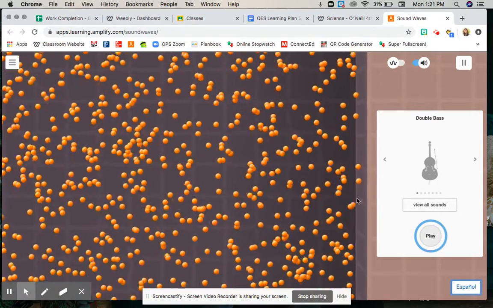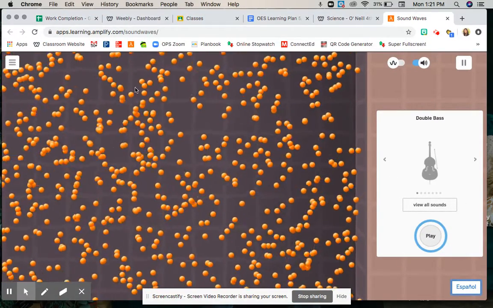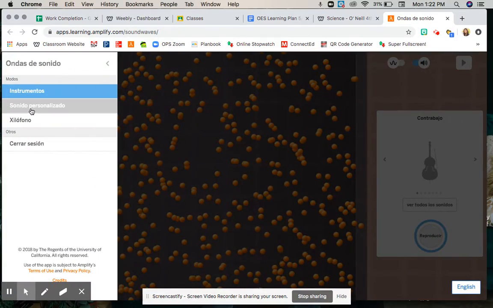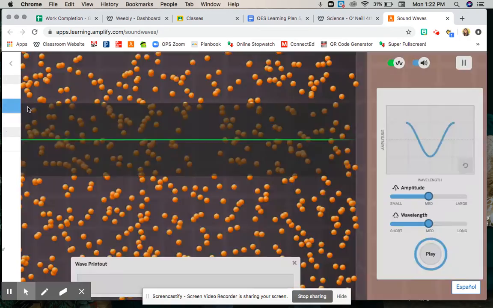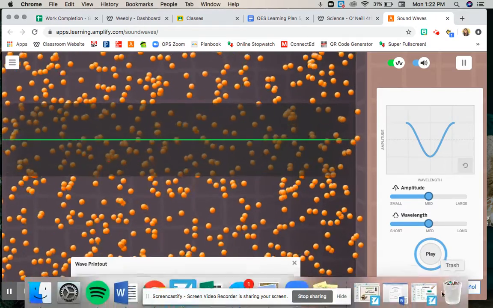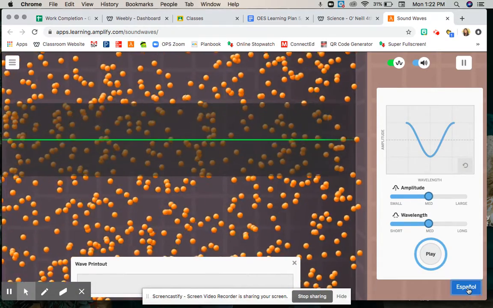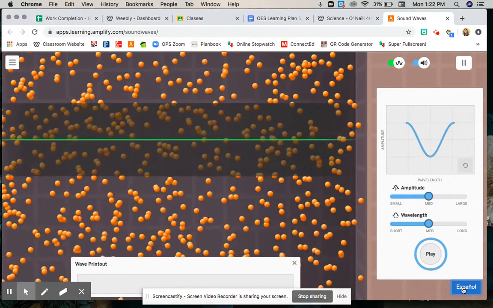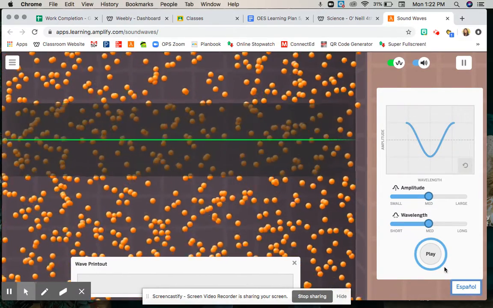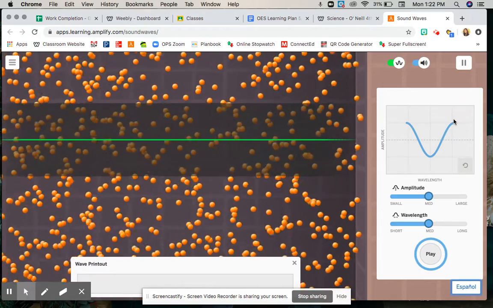Now, the last time that we used this, guys, you had the instruments, but we need to click the 3 lines at the top left corner. And I'm sorry, this keeps switching between English and Spanish, but when it says custom sound, that's the mode that we need. So if it keeps doing that, guys, I think you can click this button on the bottom and it should stay on one or the other. So this is what it should look like in the sim when you get to the custom sound mode.